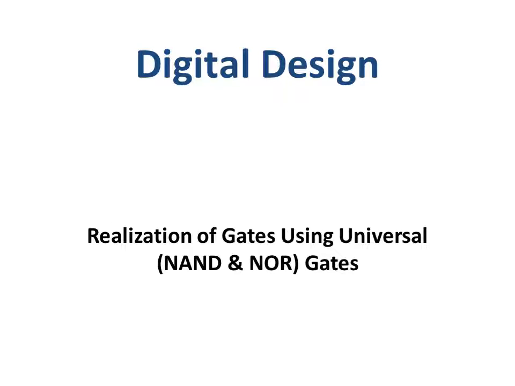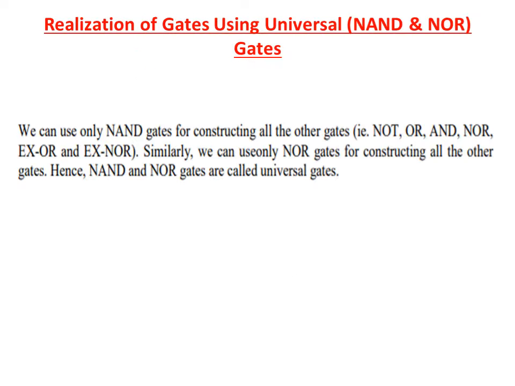Hi, in this video I am going to discuss realization of gates using universal gates. We can use only NAND gates for constructing all other gates: NOT, AND, OR, NOR, XOR and XNOR. Similarly, we can use only NOR gates for constructing all the other gates. Hence, NAND and NOR gates are called universal gates.